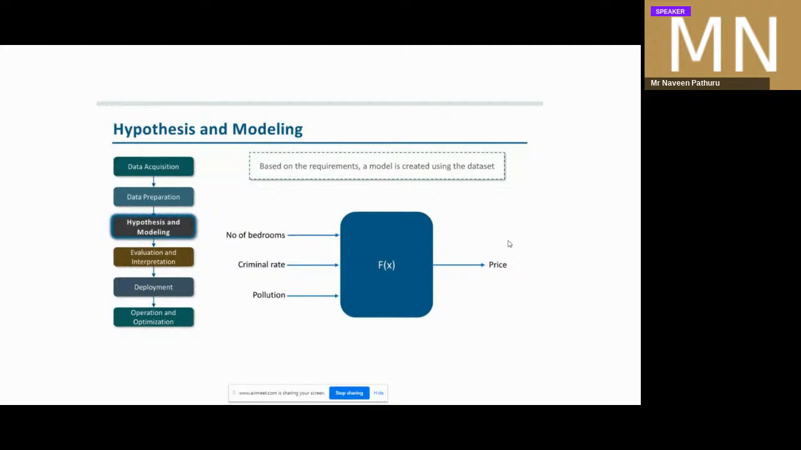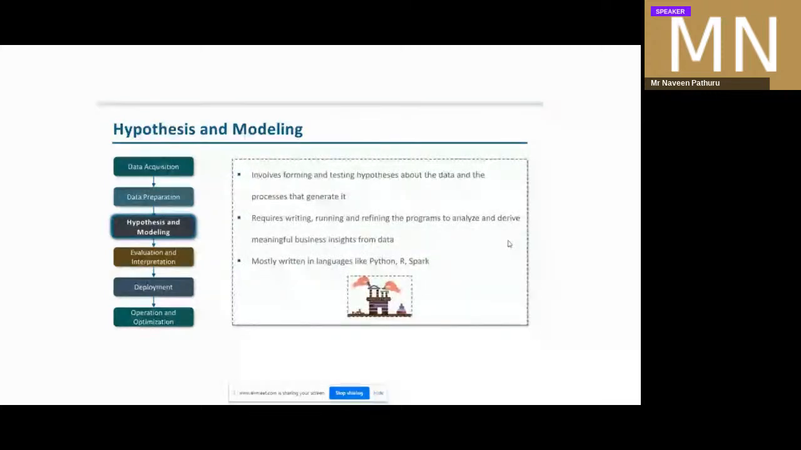Okay, I will not go too deep into those things, but that is the modeling stage. It involves forming and testing hypotheses about the data. So this is where we may actually talk to the business. In an enterprise world, you may have a business team. You will talk to them. You will try to understand what is important, what is not important according to them.